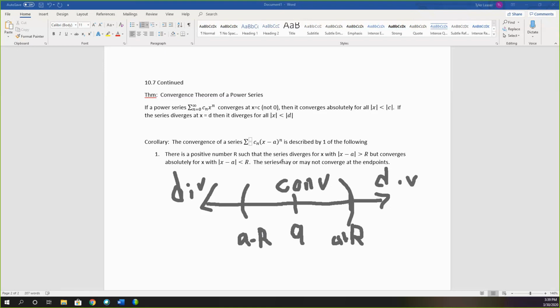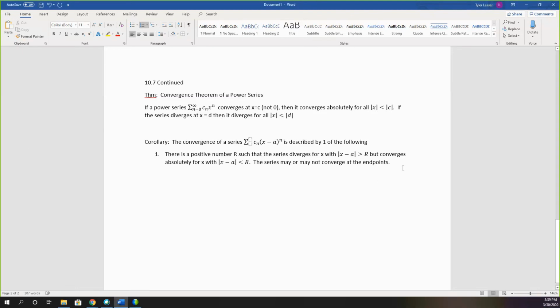So the first possibility for one of our series is that we get this interval of convergence, where I go up R and down R from the center. Great.